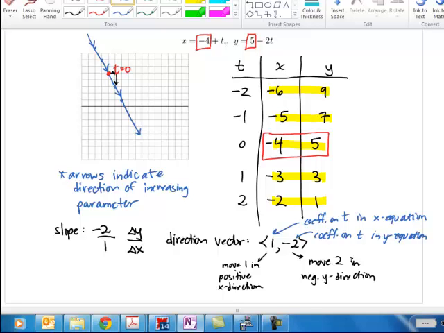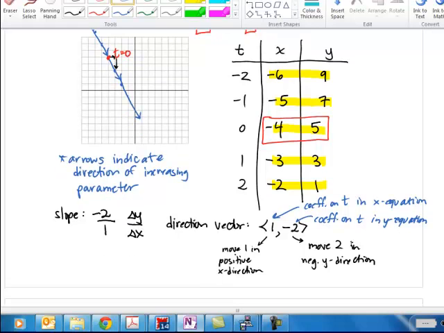So the coefficients on t in the parametric equations have to do with the slope, and the constant part has to do with the point that would be on the line when t equals 0. We'll look more at parameterizing lines at the end of this section. Let's look at some more general examples first.